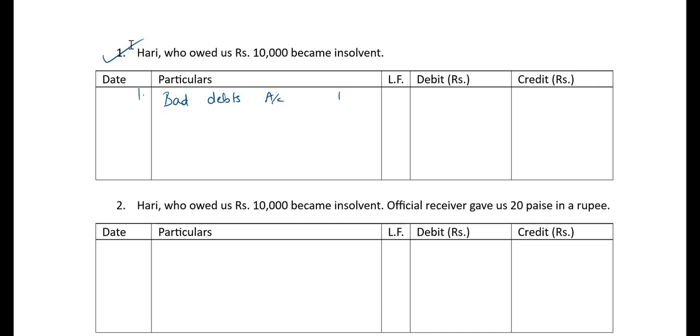Bad debts account debit 10,000 rupees to Hari account, 10,000 rupees for writing off as bad debts.